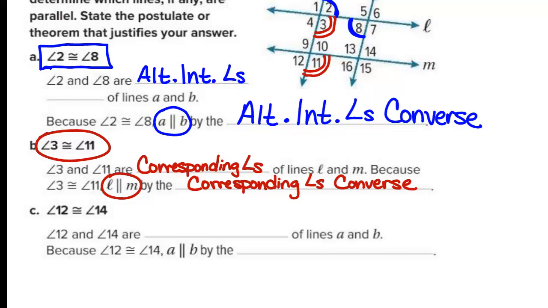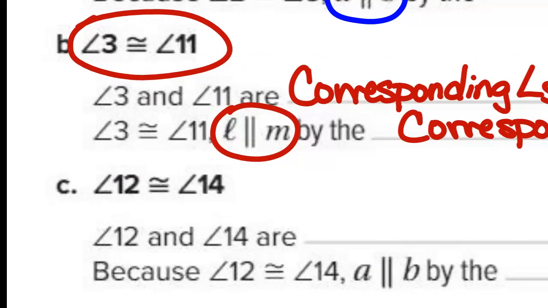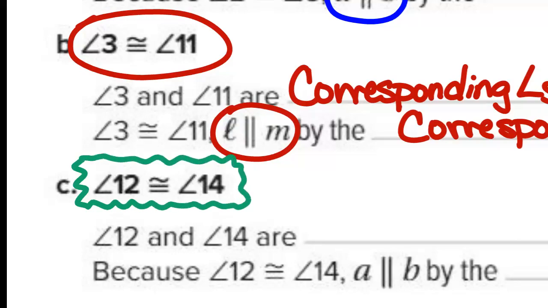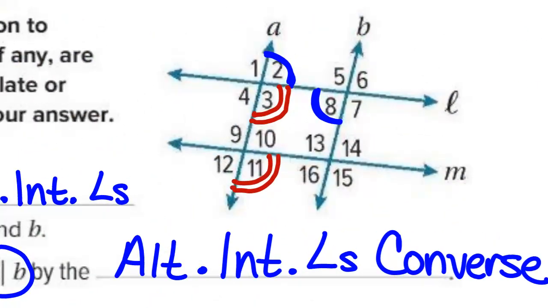All right, one more on this one, and then we'll do the check. We have that angle 12 is congruent to angle 14. Here's angle 12 down here, and angle 14 is all the way over here. What's the transversal that connects angle 12 and angle 14, the line that both of them touch? M. Are they on the same side or opposite sides of line M? Opposite. This one's above and that one's below.